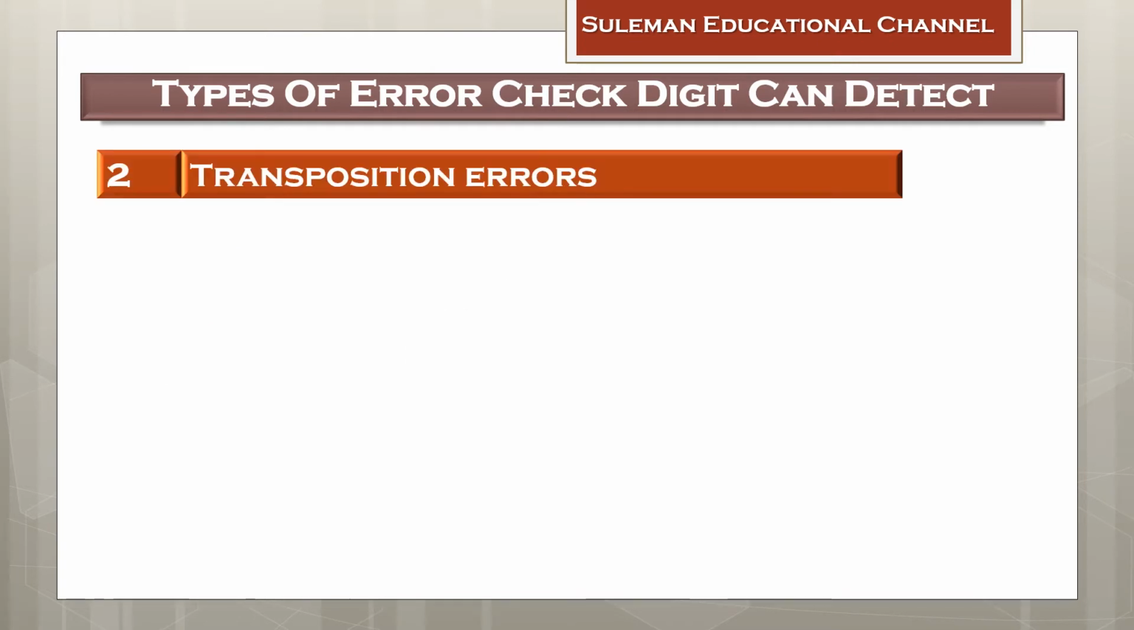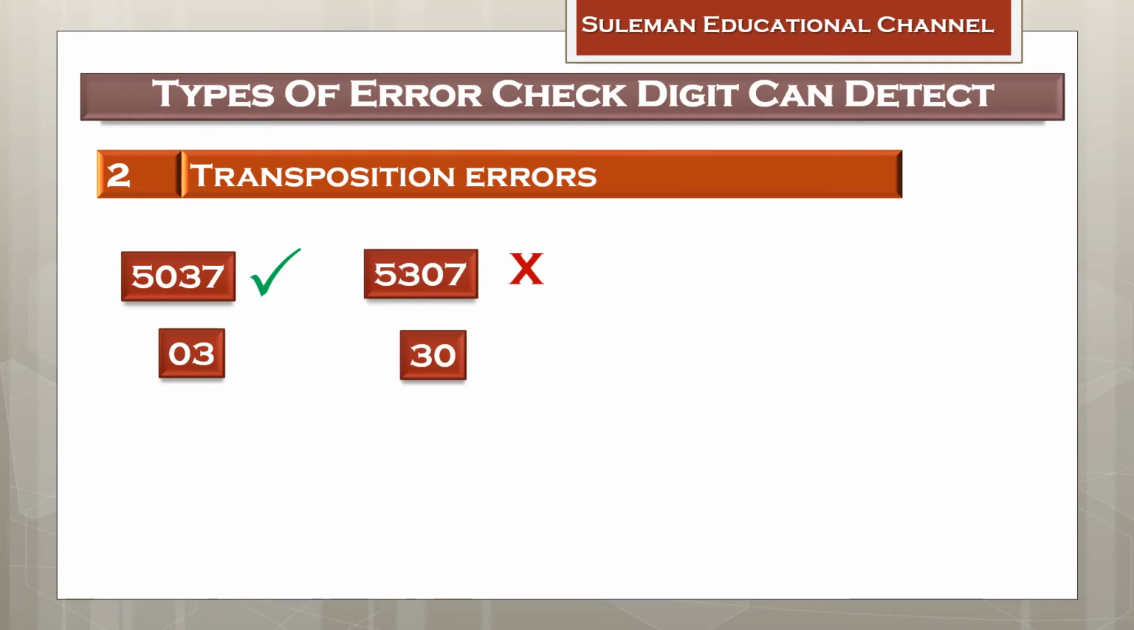The second type of error which a check digit can detect is the transposition error. It means that the placement of the numbers has been interchanged. For example, we have to type 5037, but instead we have mistyped 5307. So over here, 03 has been replaced by 30. The positions of 3 and 0 have been interchanged. A check digit can detect this type of error, and it is called the transposition error.